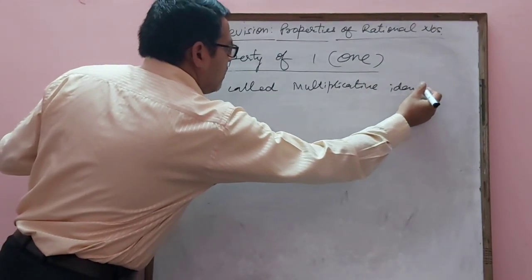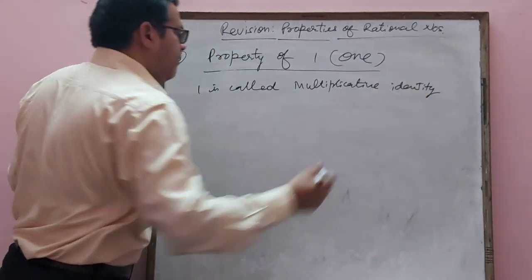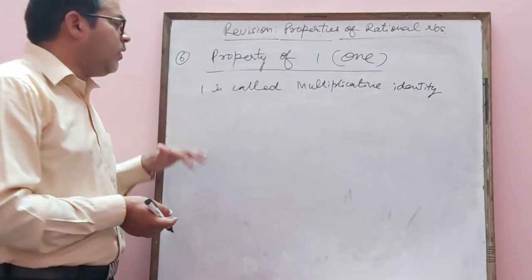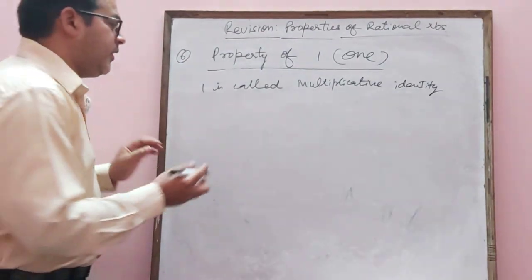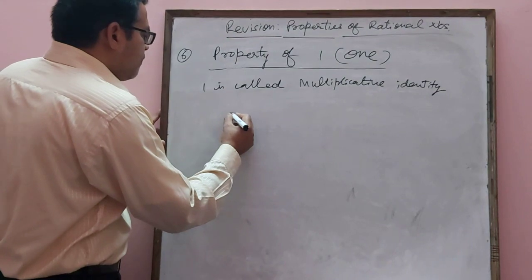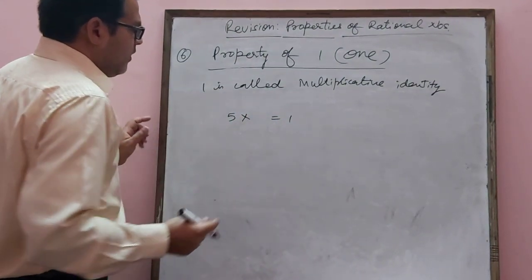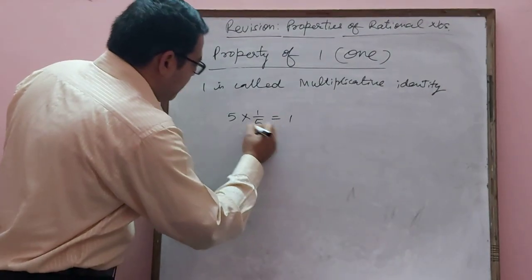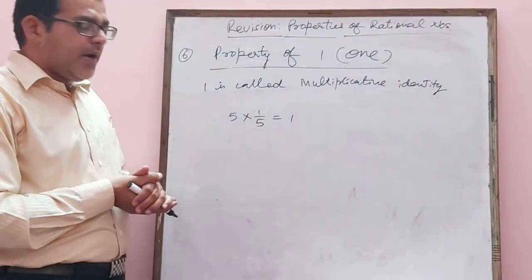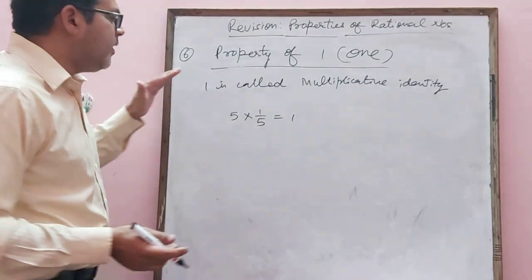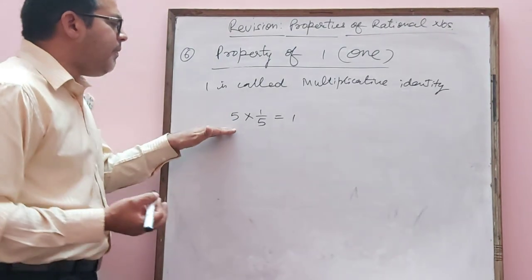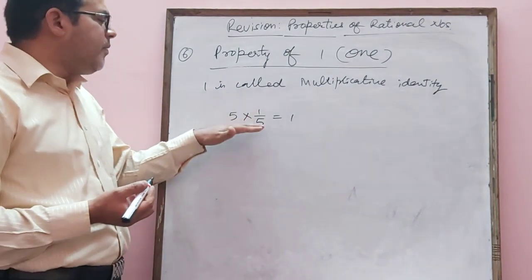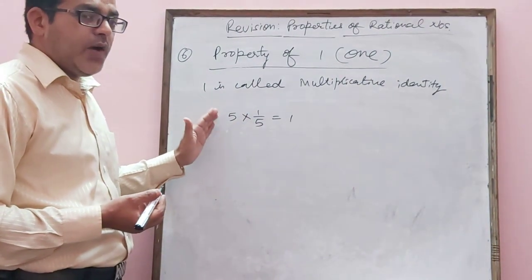What is it called? Multiplicative identity. 0 is called additive identity. I am just recalling this for you. 1 is called multiplicative identity. And suppose 5 is there, by which number should we multiply 5 to get 1? That is 1 by 5. If we multiply 5 with 1 by 5, we have 1. It means we can say that 5 is the multiplicative inverse of 1 by 5 and 1 by 5 is the multiplicative inverse of 5.